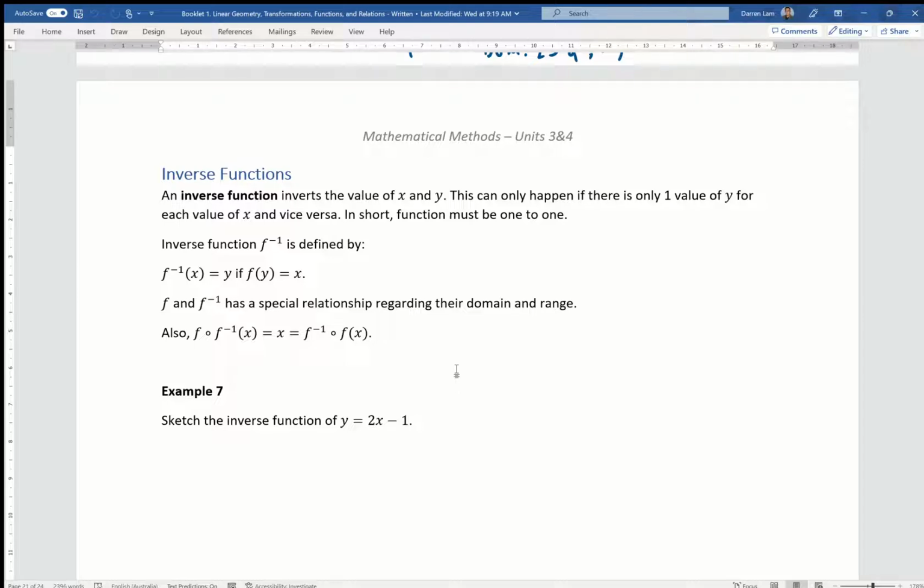An inverse function inverts the value of x and y. Later on, I'm going to show you what the appropriate notation for this is. A lot of students end up writing the wrong notation because it can get confusing. I'll show you the appropriate notation you can follow through with.